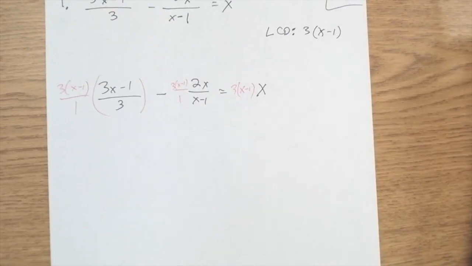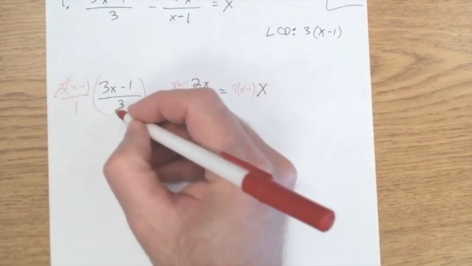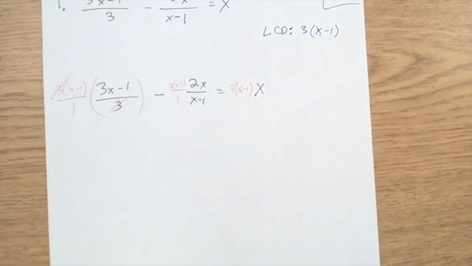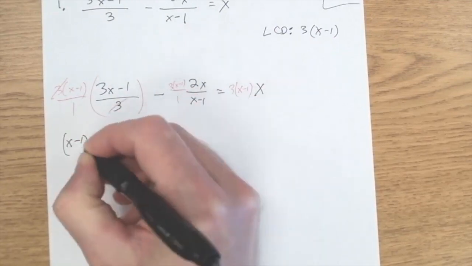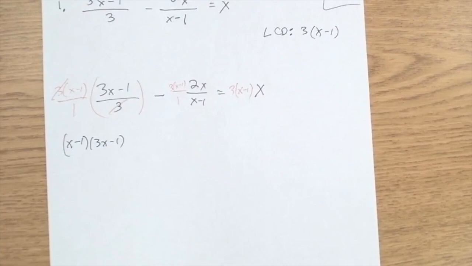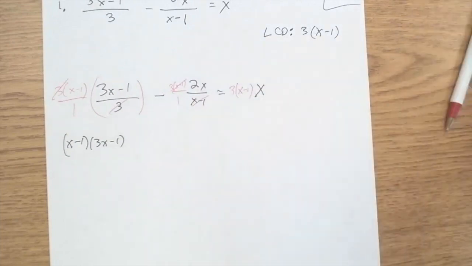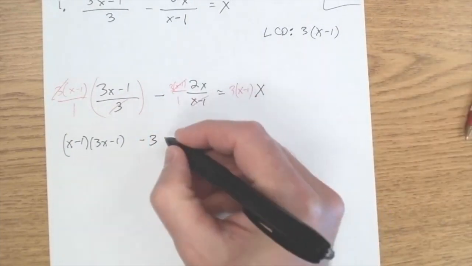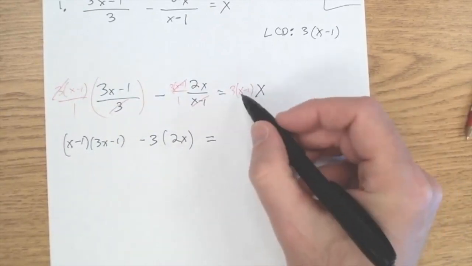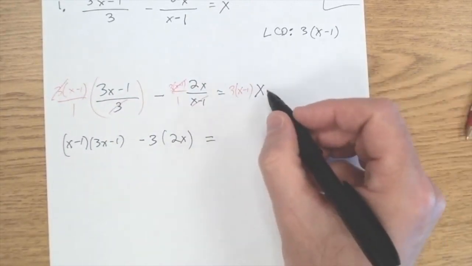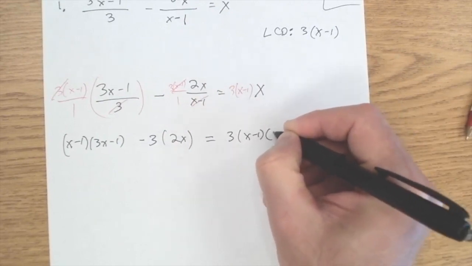The purpose of doing that is that I'm looking for the denominators to always cancel out. For example, when we look at this first fraction, the 3's cancel, so the only thing we have left is x minus 1 times 3x minus 1. We'll come back and FOIL that together in just a minute. Then the second fraction, the x minus 1's cancel, so I have 3 times 2x. And on the right side, nothing's canceling out because there's no fraction, so we're going to have to multiply everything together, which I'll do in a second.